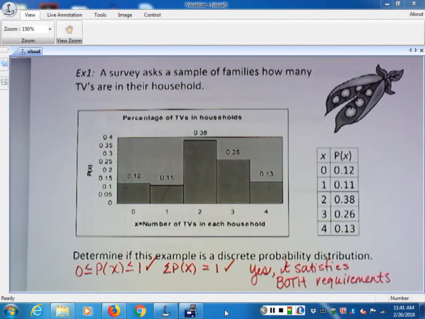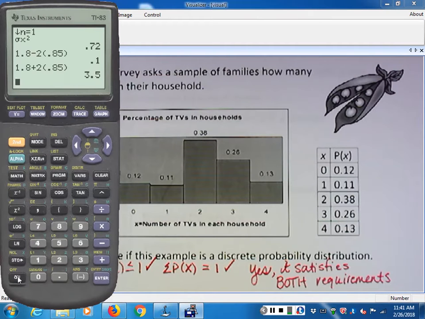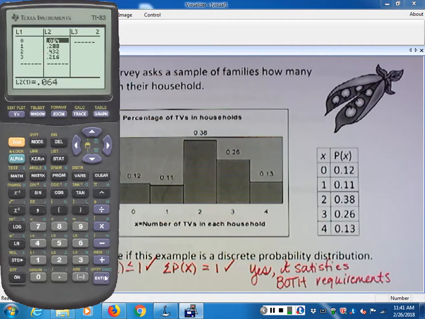So the next thing that it says is the expected value, E of X, which is also the mean, is equal to the predicted number of televisions for an average household, and we need to find out what that is. This is how we're going to do that. We're going to go to the Stat button and press Enter to edit. We're going to go over to List 1, and we're going to enter the values of X, which is 0, 1, 2, 3, 4.